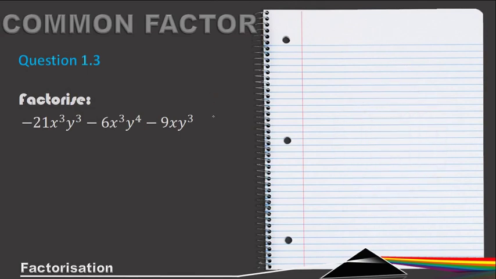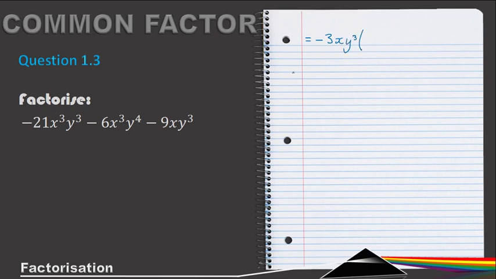Question 1.3, we factorize this one. Now, if the first term has a negative, it's good practice to take out a negative as well. But this one especially, because all of these terms have negative values. So we're definitely going to take out a negative. And then from 21, 6, and 9, 3 is a factor of each of these, and I believe it is the highest common factor, so we take out 3. And then with the x, we've got only an x, so that's the highest we can take out. And then for the y's, we've got y to the power of 3 as the highest we can take out.